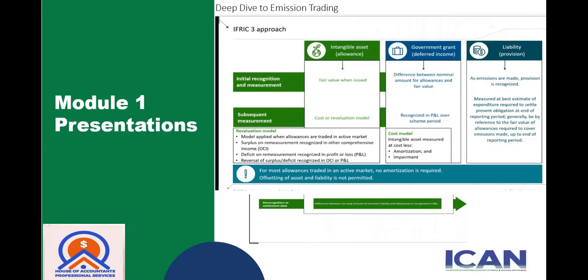So initial recognition and measurement is that you can measure it at fair value when it is issued to you. If government is saying, House of Accountants, we are going to issue 7% of gas emission, total gas emission produced in Nigeria to you.